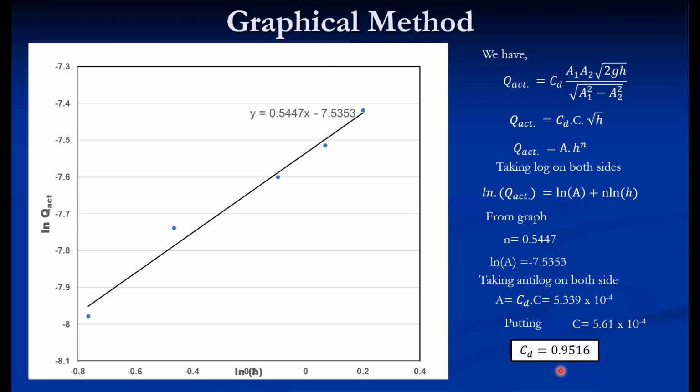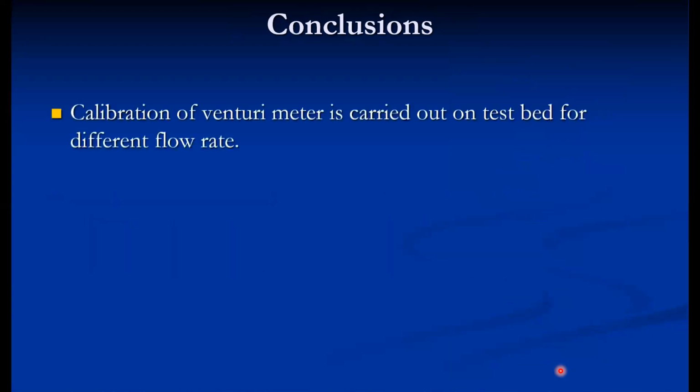So experimental and graphical, whatever readings we take are based on the experimental readings itself, but we can calculate this value graphically also. This is the average CD value we can consider, obtained by the graphical method. That's it for this method. So our aim was to determine the coefficient of discharge, which is nothing but the calibration of venturimeter.